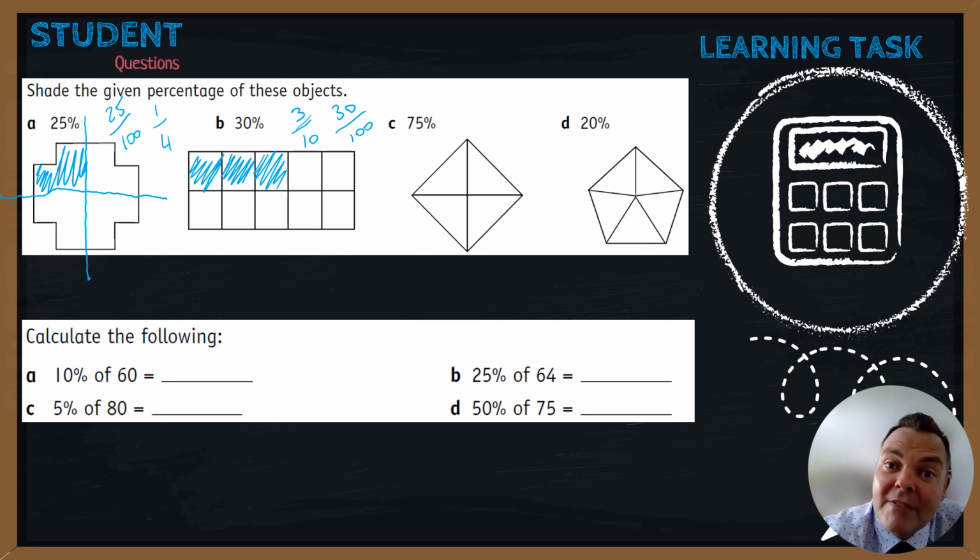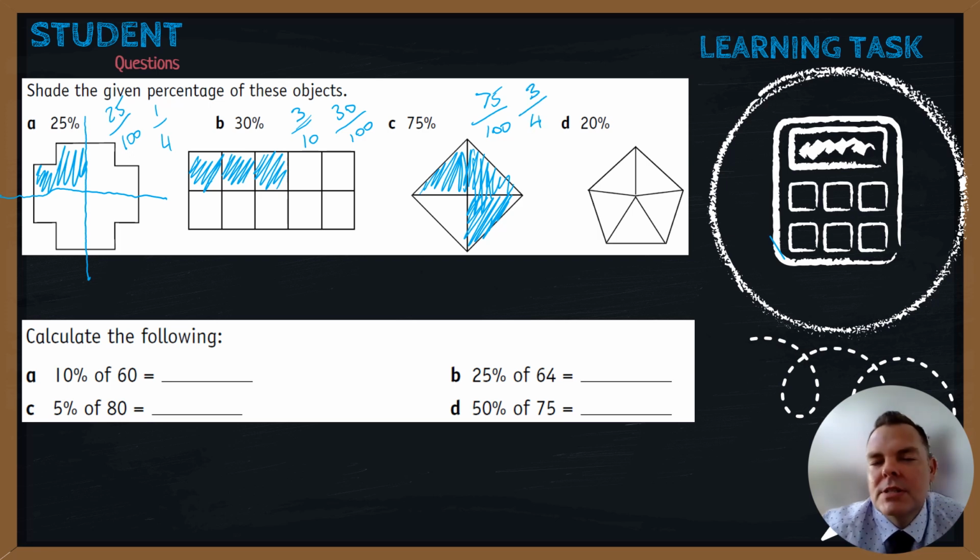The next one is 75%. So I know that if I go 25% plus another 25 gives me 50%, and 50 plus 25 again is 75%. Now 75% is the same as saying 75 over 100, and if I simplify that down, that is 3/4, just the same as it looks there. Okay. Sometimes drawing pictures of your percentages does help, just like we're doing here.